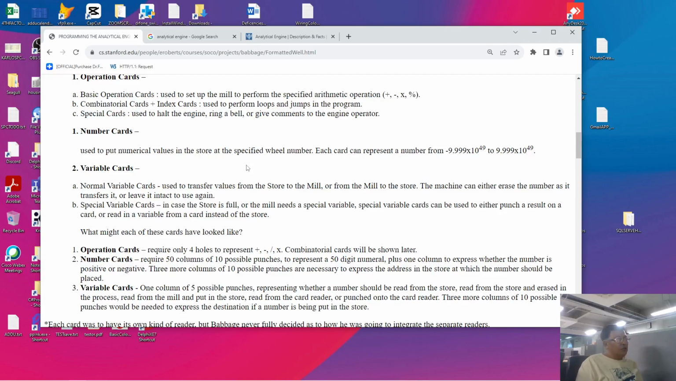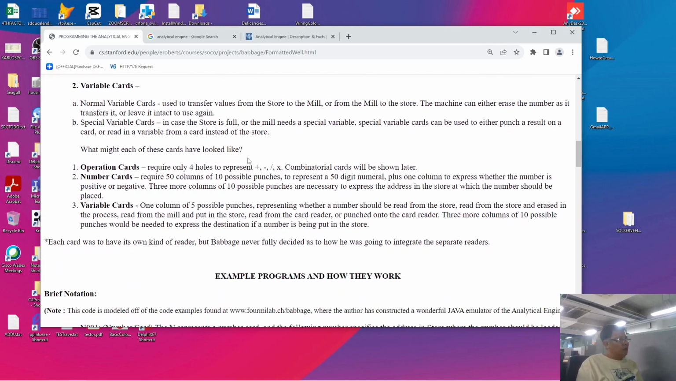Special variable cards are used to punch values or results to a card, or read a value from the card instead of the store. So what do they look like? Operation cards require four holes, one for each designated mathematical or arithmetical operation. Number cards require 50 columns of 10 possible punches to represent 50-digit numerals.